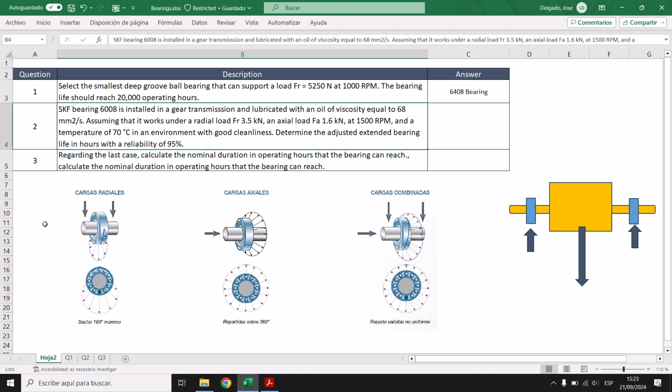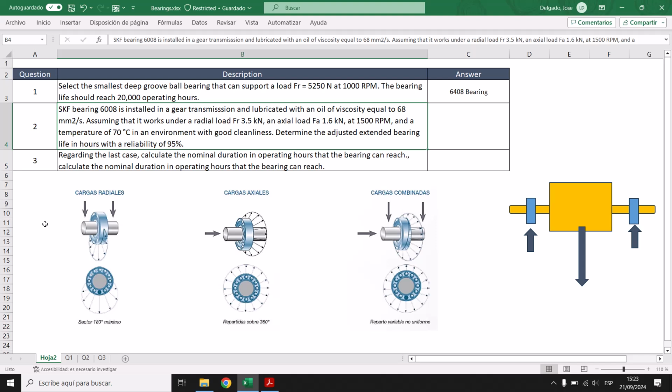An SKF bearing 6008 is installed in a gear transmission and lubricated with an oil of viscosity equal to 68 square millimeters per second. Assuming that it works under a radial load of 3.5 kN and an axial load of 1.6 kN at 1500 RPM and a temperature of 70 degrees Celsius and an environment with good cleanliness.